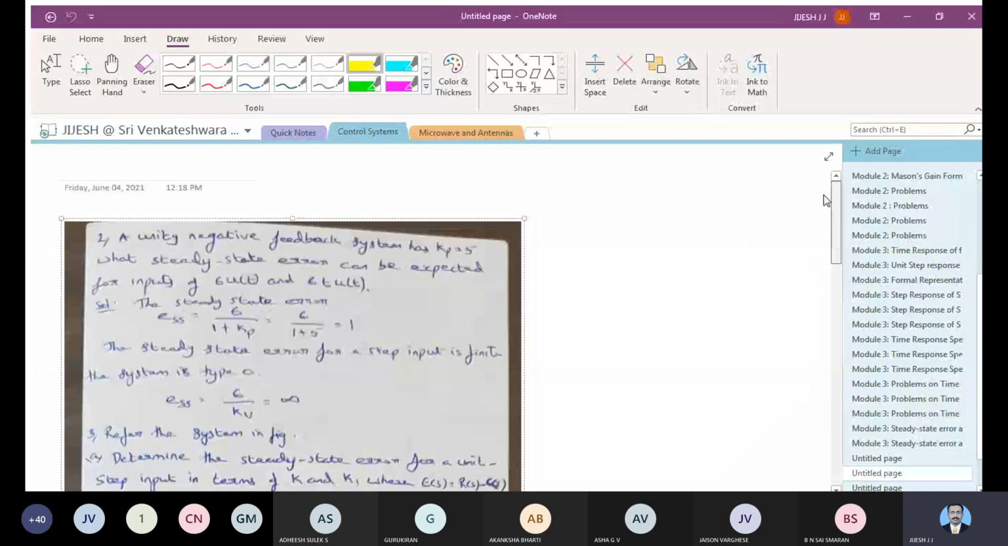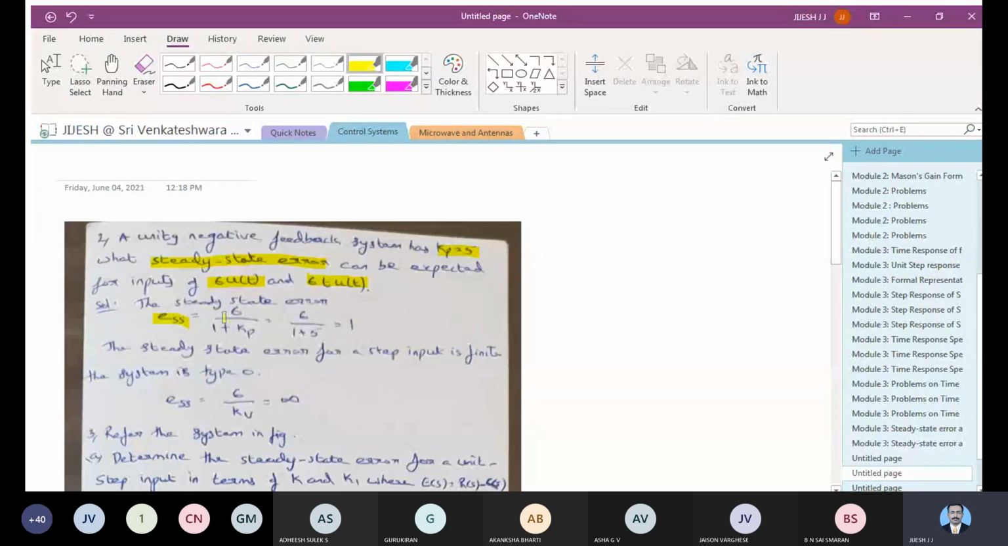So a unity negative feedback system has, this is a very simple one, Kp equal to 5. What steady state error can be expected for the input 6u of t and 6tu of t? So we have been given only two functions, that is 6u of t and 6tu of t. So steady state error ESS, we write it for when it is 6u of t. So when it is 6u of t, it will be 6 divided by 1 plus Kp.